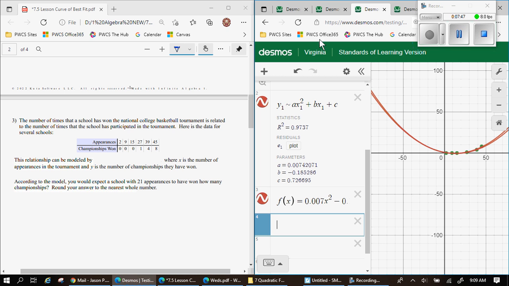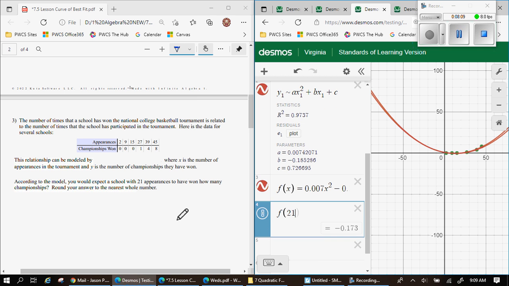And so this is appearances and championships won for national college basketball. And so we want to estimate the number of championships somebody with 21 tournament appearances would have. So our appearances are our x's, so we can do f of 21, and we get this negative number, and so that's really close to 0. So we're going to say it's approximately 0.